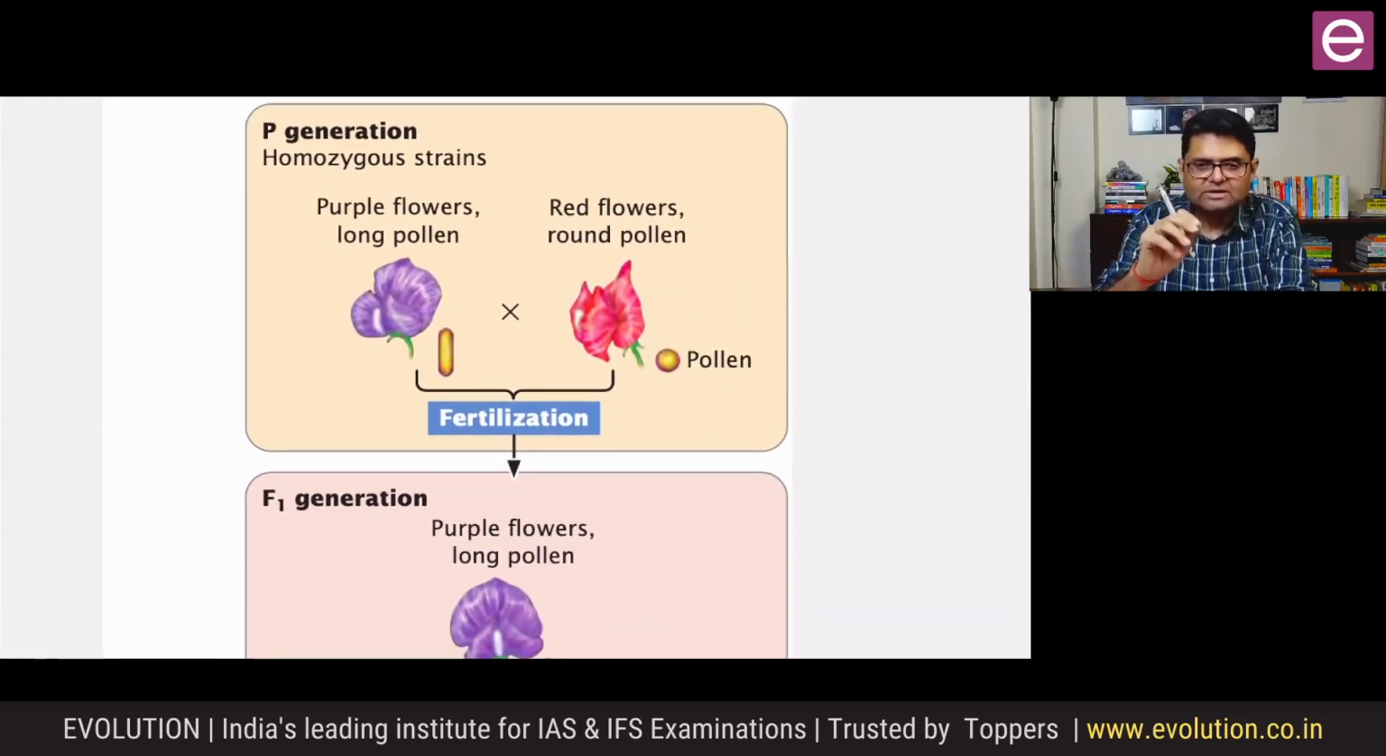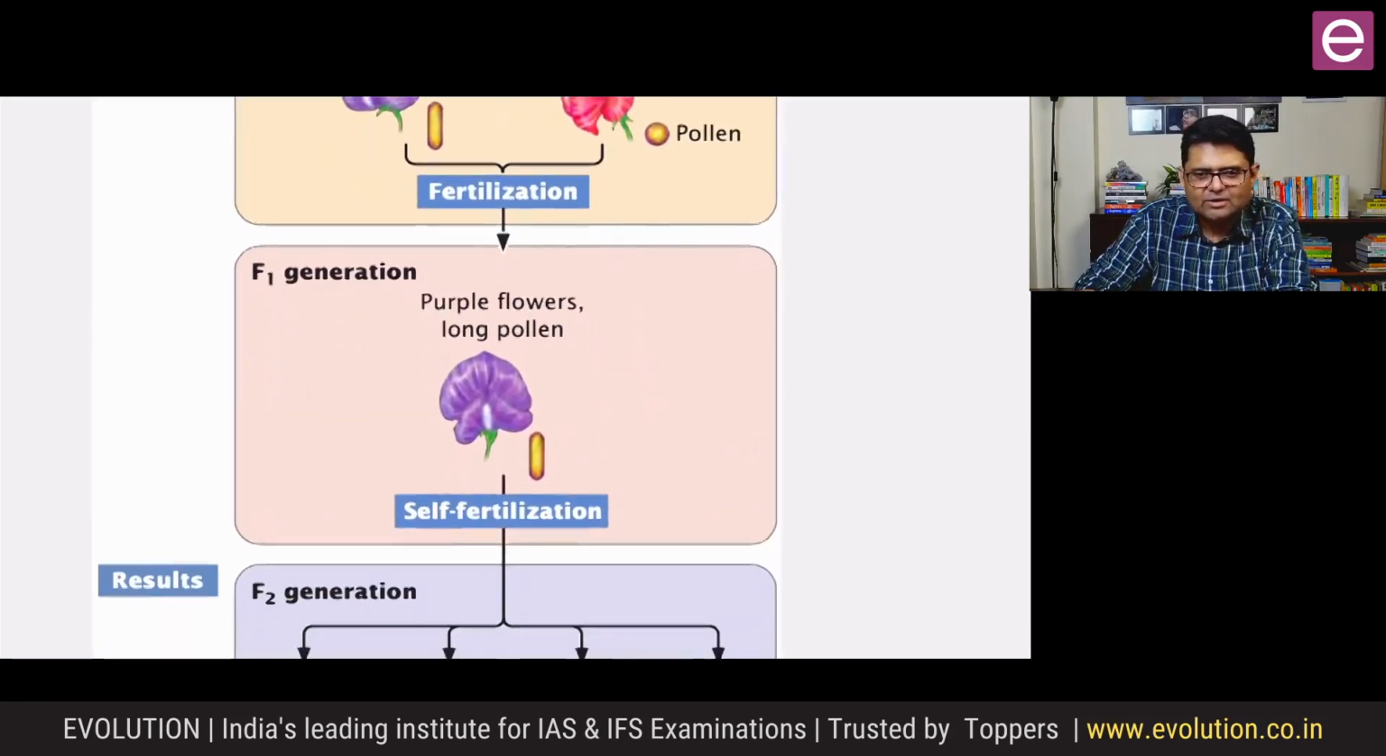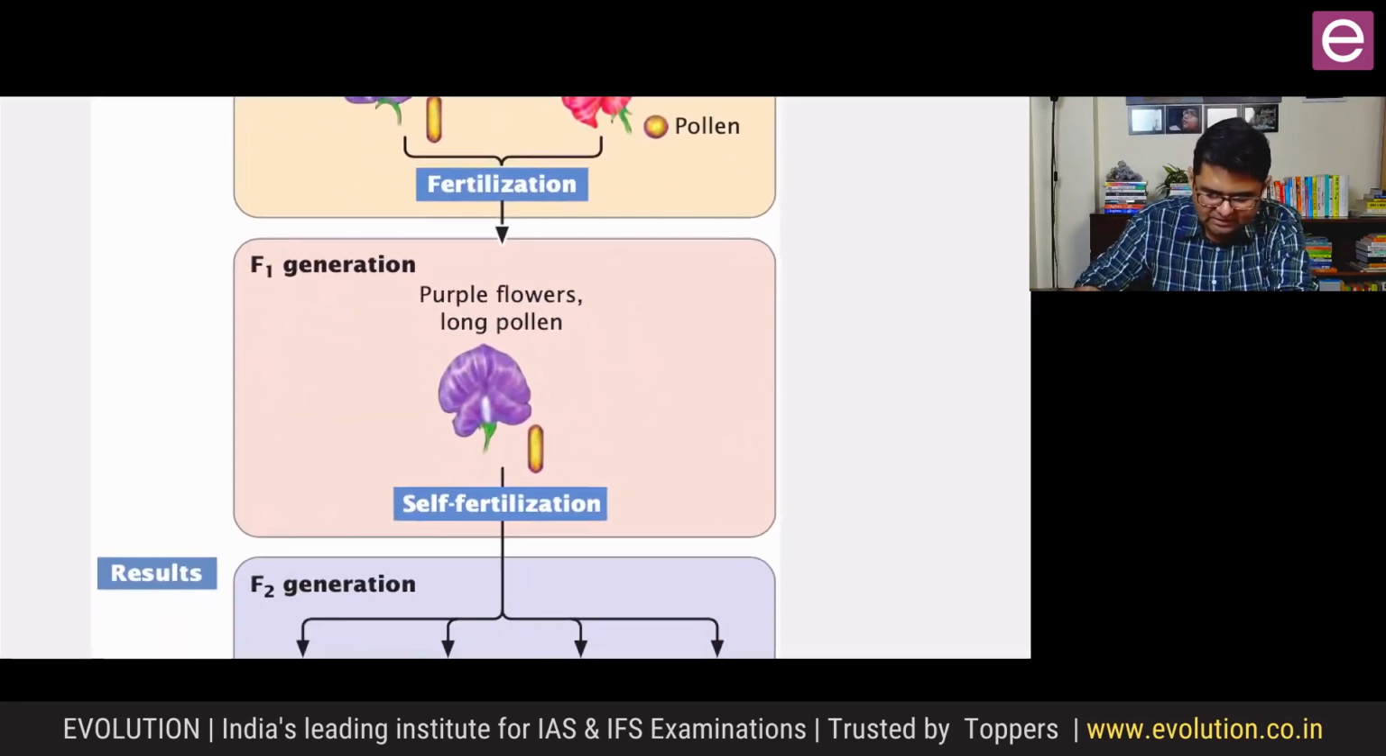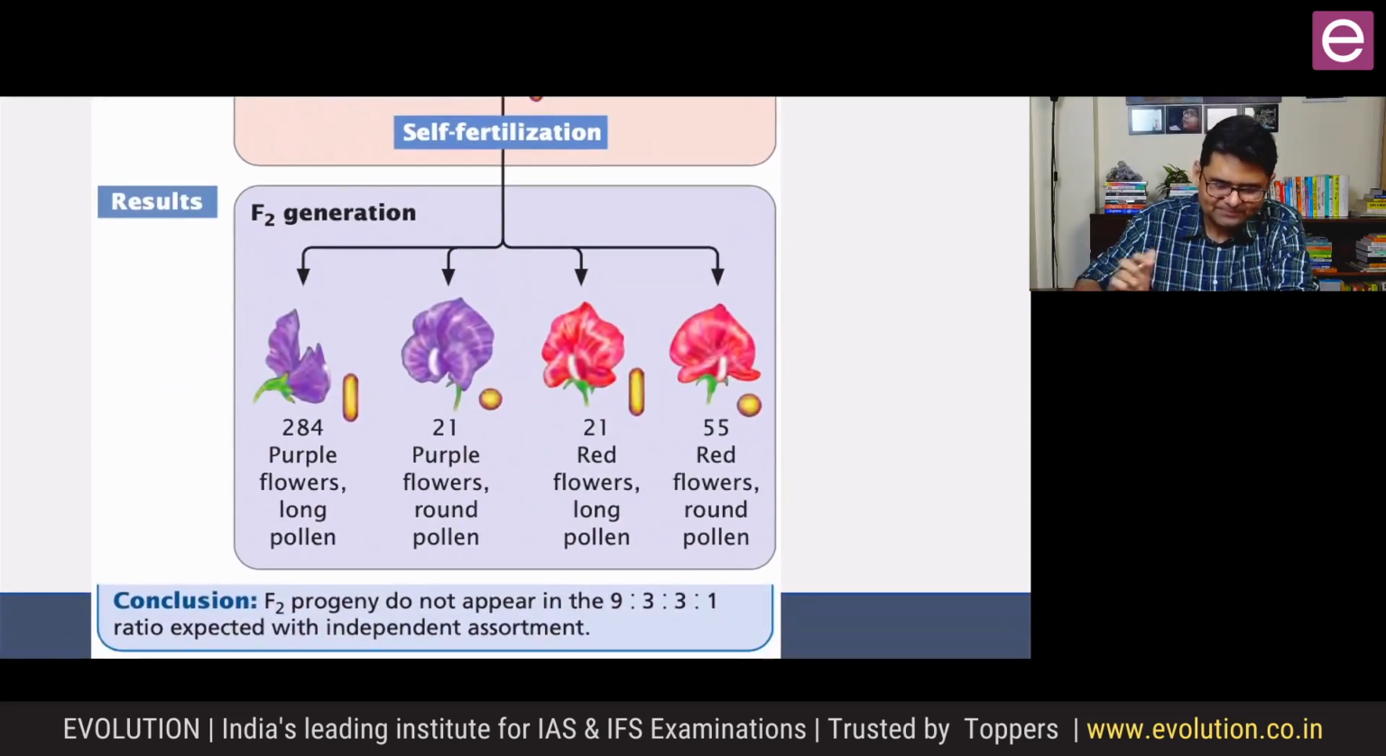Okay. So this is sweet peas. That is Lathyrus odoratus. So take a note here. One set of plant had purple flowers and long pollen. This is the homozygous dominant for both the genes. And the other one had red flower and round pollen, which is homozygous recessive for both of them. You carry out their crossing, and in the first generation, F1, you get all purple flowers and all long pollens, all of them. Perfect. Then you carry out selfing.